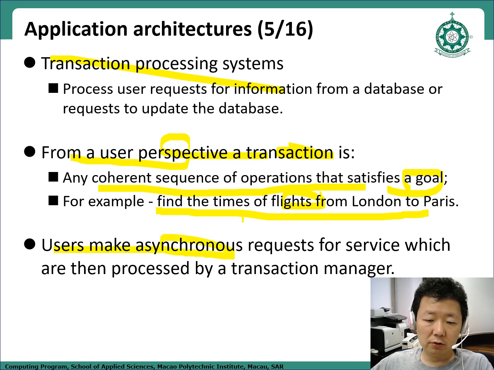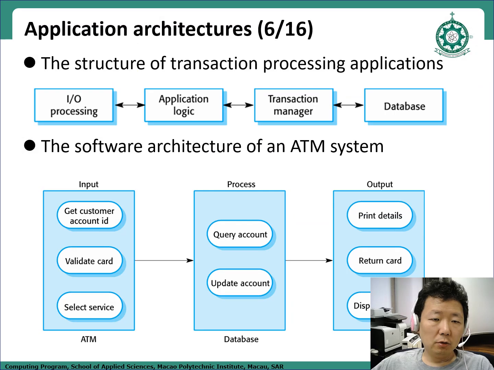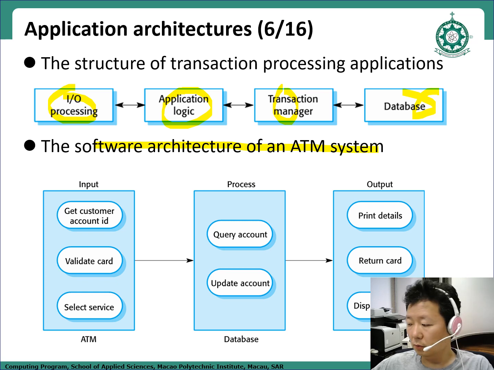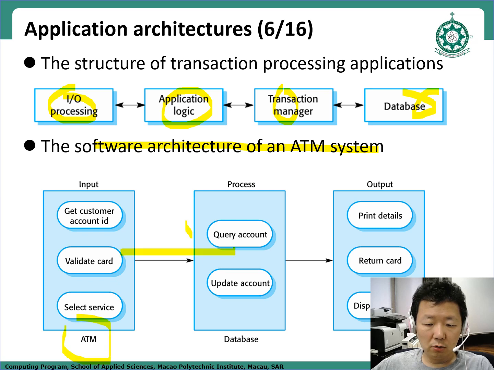That is, users make the asynchronous request for the services. If you're dealing with real-time or synchronous requests, then the system becomes more complicated. So this is your example of the transaction process: I/O processing and the application logic, transaction manager, database. Or for example, an ATM system: the ATM communicates with the database, and then goes back to the ATM machine again. So that will be the typical software architecture.